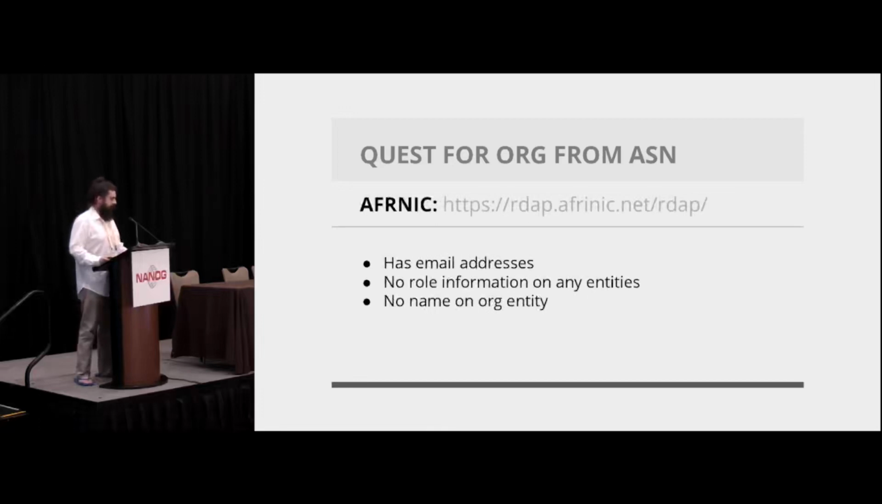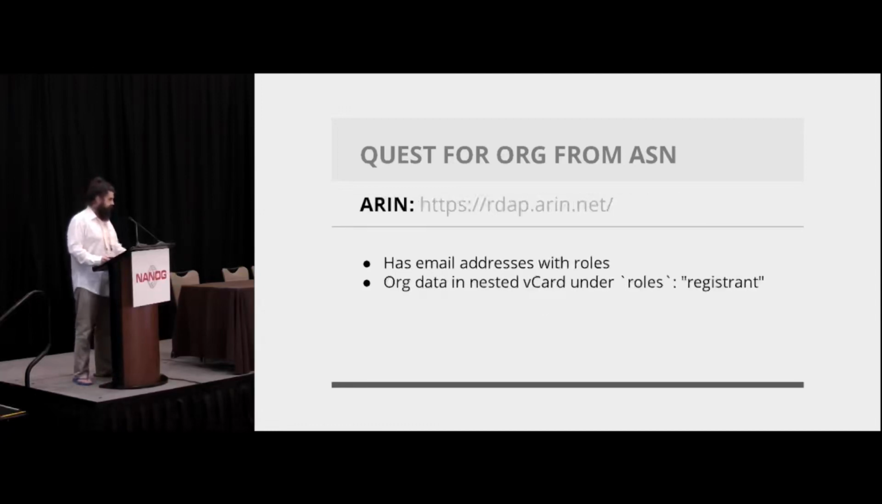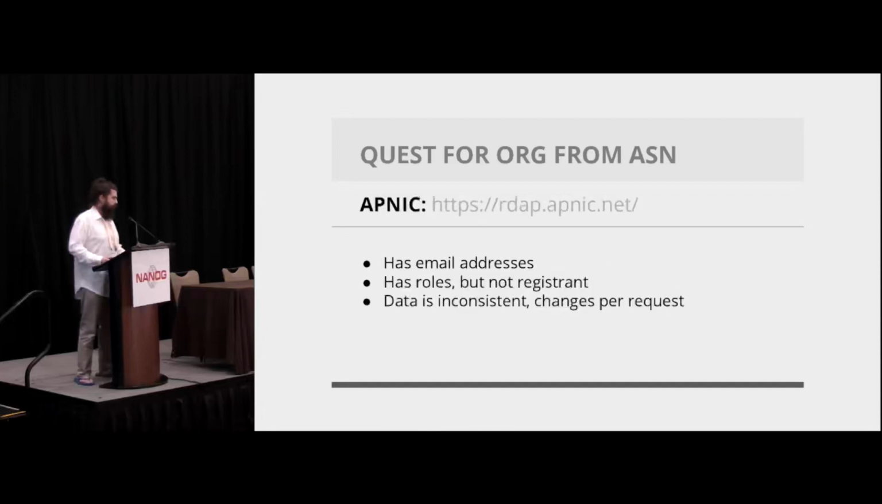And I'm going to quickly go through the differences between the 5 RIRs. AFRINIC has email addresses. They have no role information. So a role is what this person or entity does, like administrative, technical, abuse, registrant. And they have no names on the orgs at all. So I get the AS info, but I don't know what company owns it. ARIN does things pretty much perfectly. They have all the email addresses, they have the roles, and they nest the data so it's one query, which was the one I started with before I realized the other RIRs didn't all work like this.